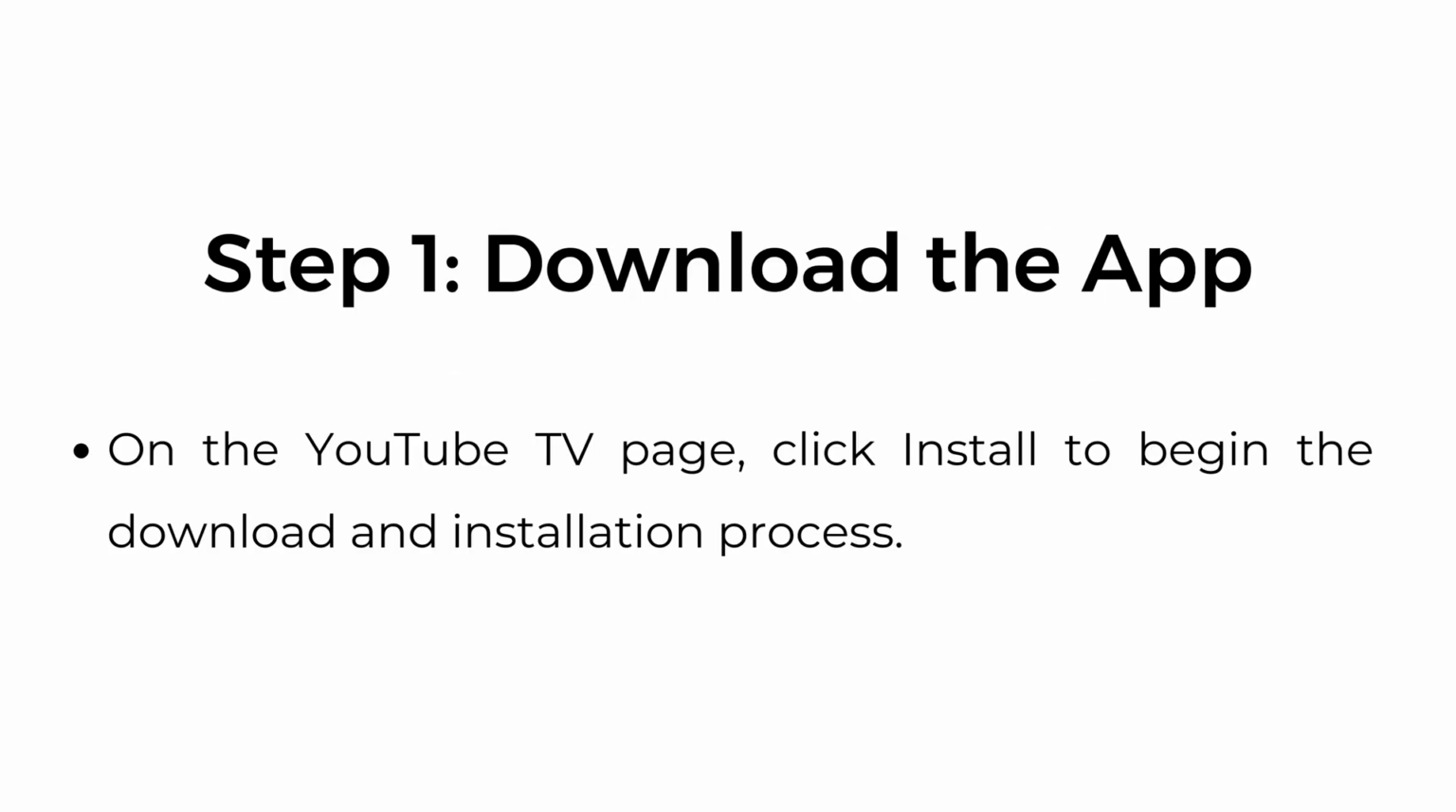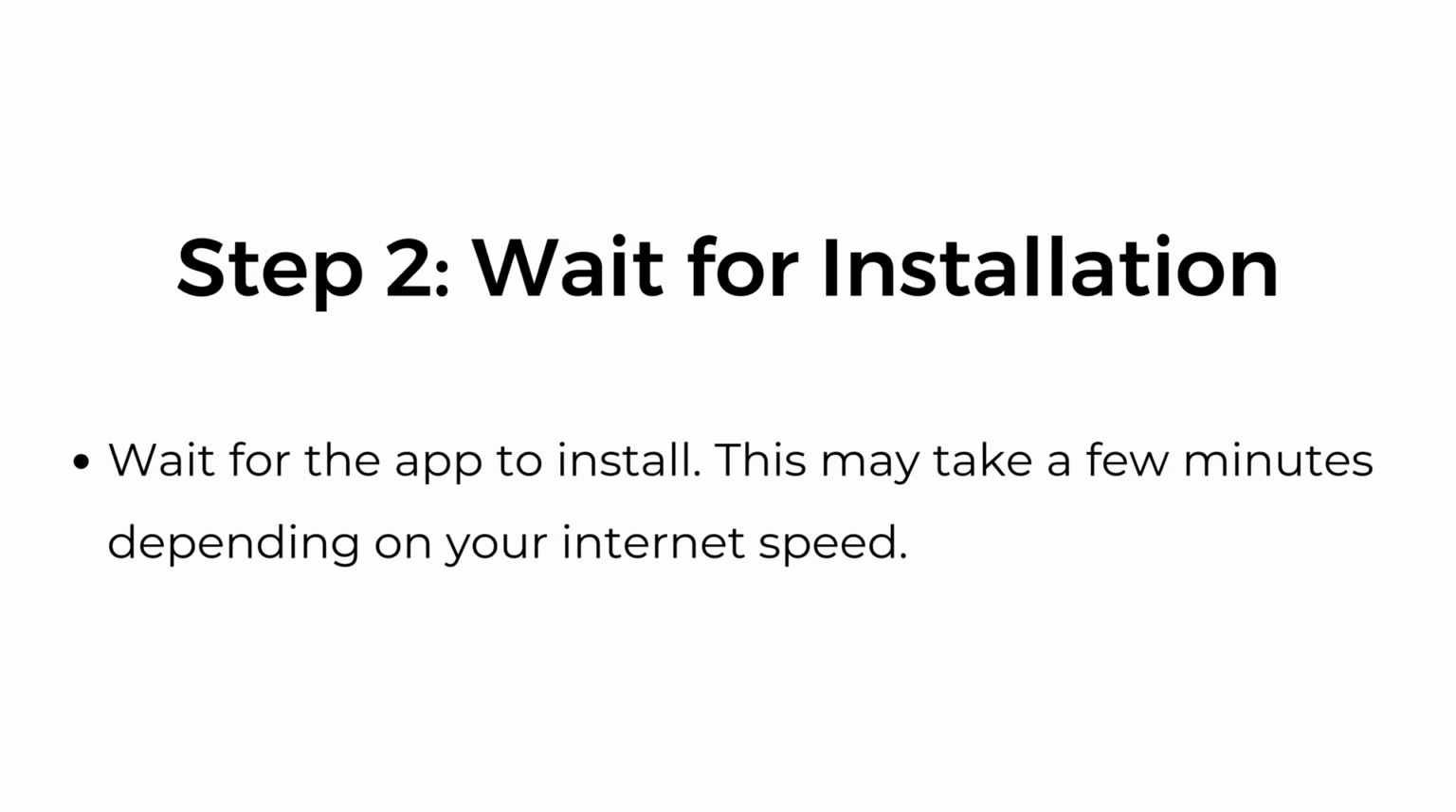Step number one, download the app. On the YouTube TV page, click install to begin the download and installation process. Step number two, wait for installation. Wait for the app to install. This may take a few minutes depending on your internet speed.